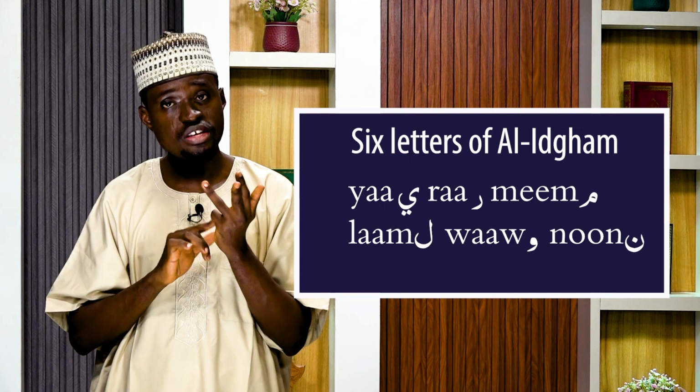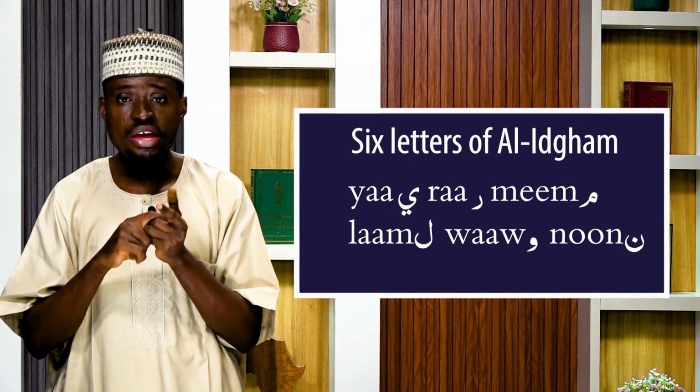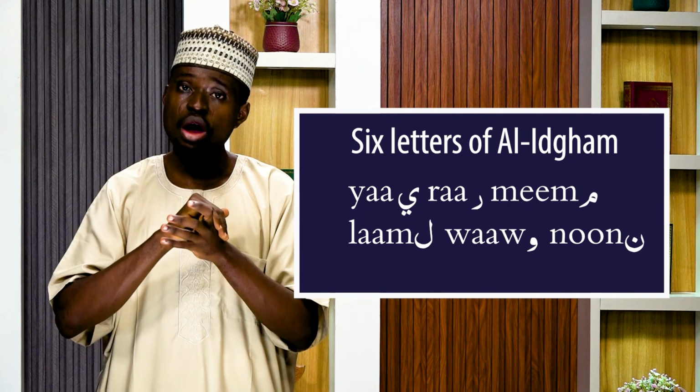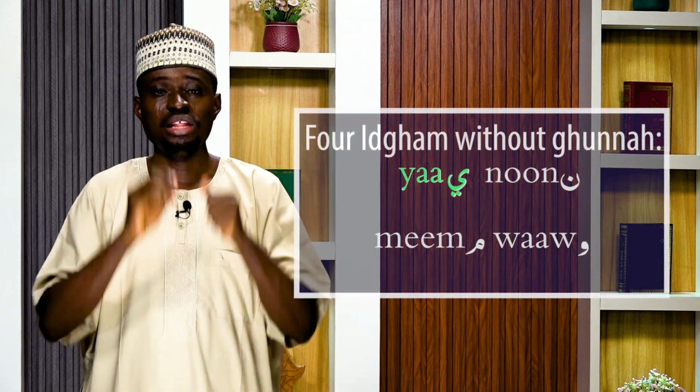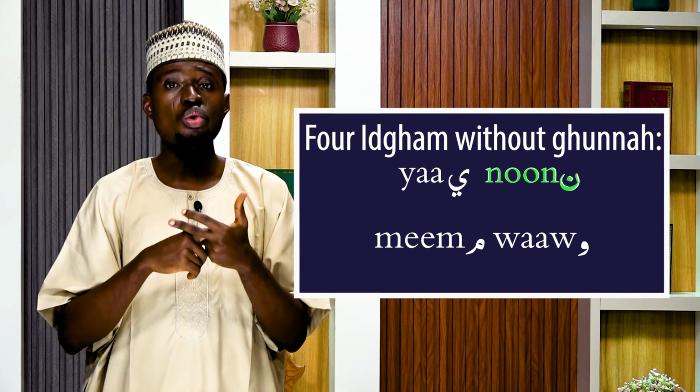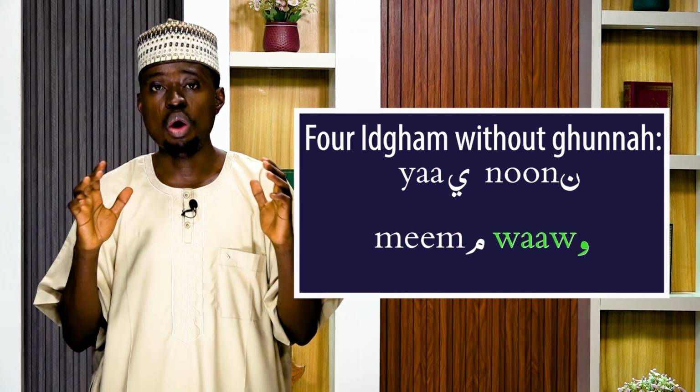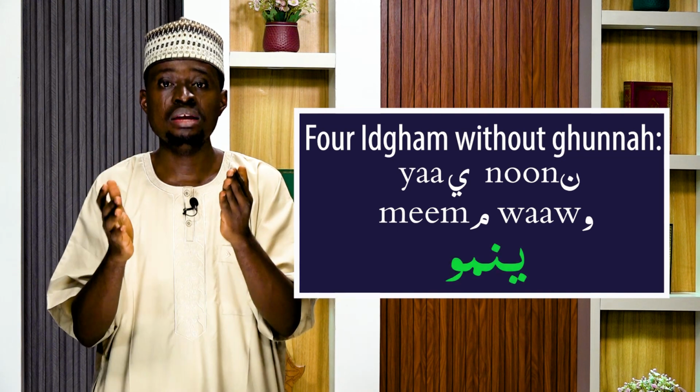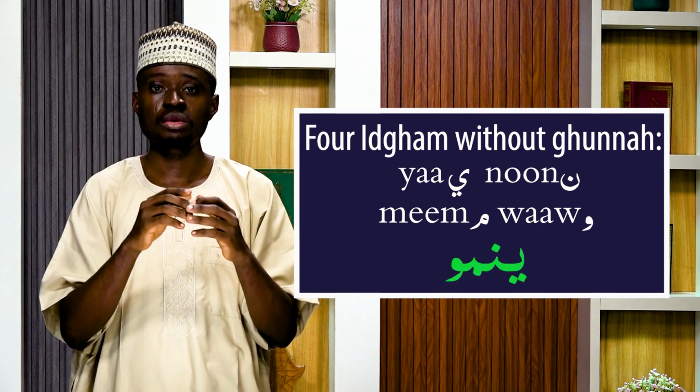Now let me start with idgham naqis, the incomplete idgham. Out of the 6 letters of idgham, this idgham naqis takes 4 of these 6. We have ya, ra, mim, lam, waw, and nun. Out of these 6, idgham naqis has 4. And the 4 are ya, nun, mim, and waw, used to form the word yanmu: yan, ya and nun; mu, mim and waw.